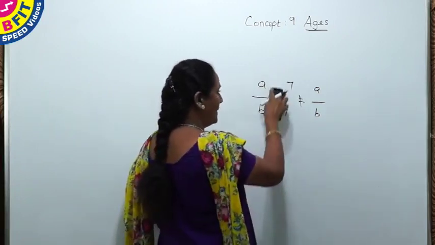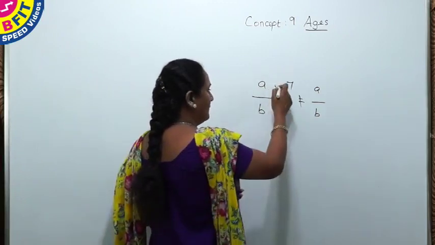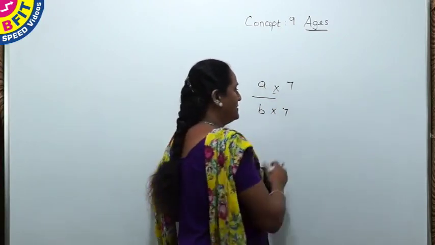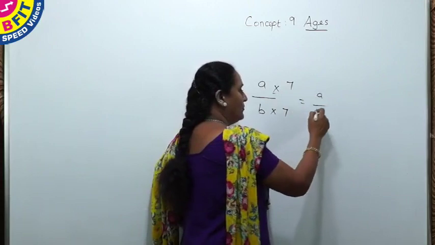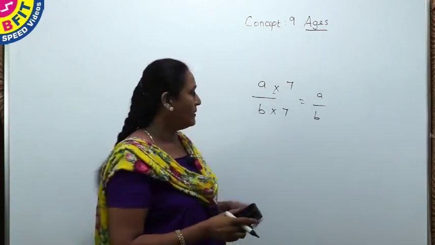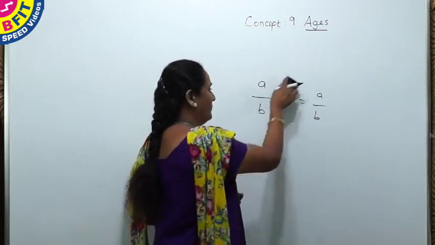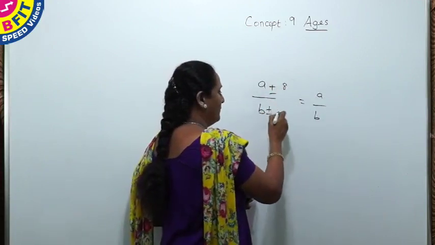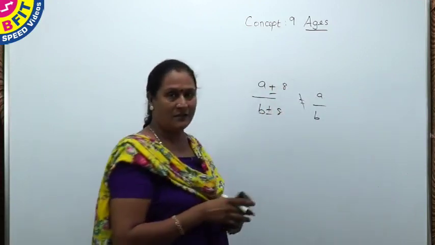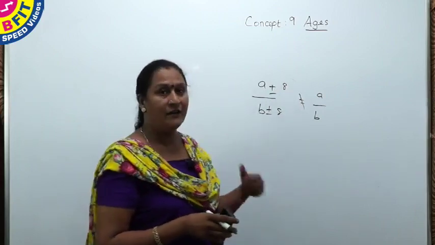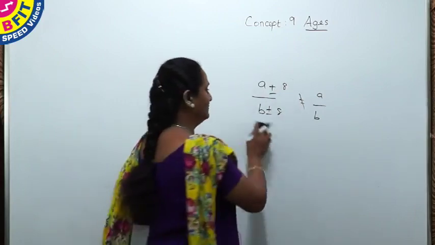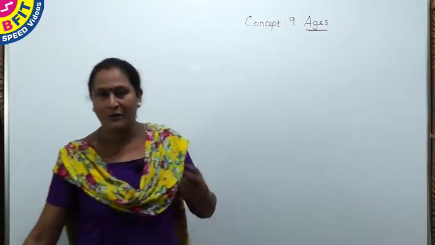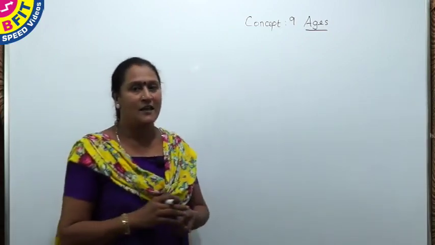So by multiplying or dividing the numerator and denominator by the same value, you will end up with the same ratio, but adding or subtracting, though the values are the same, you will not end up with the same ratio. You will get a different ratio. Now we'll see how to work out the questions which you get under ages.